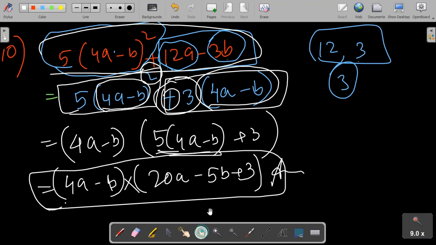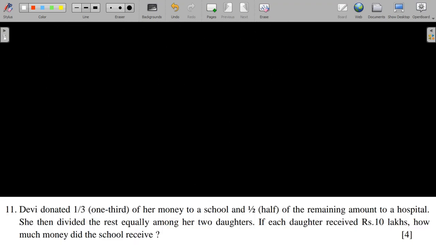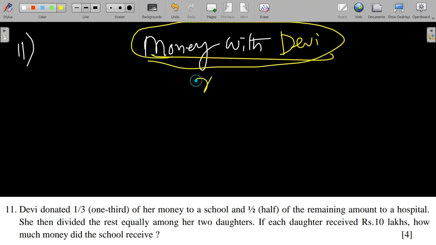Anyway, moving towards the next sum, question number 11. It's a problem sum, so just focus on this sum very carefully. Acha, in this sum they are talking about a person. It's told that Devi donated 1/3 of her money. So fine, let us start like this. Money with that person Devi. Whatever money she is having, that is the full money, and that is x.